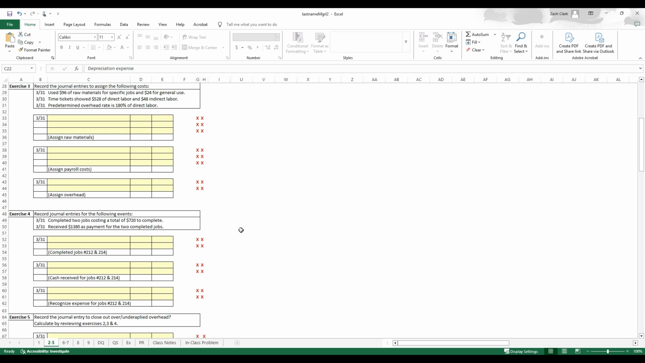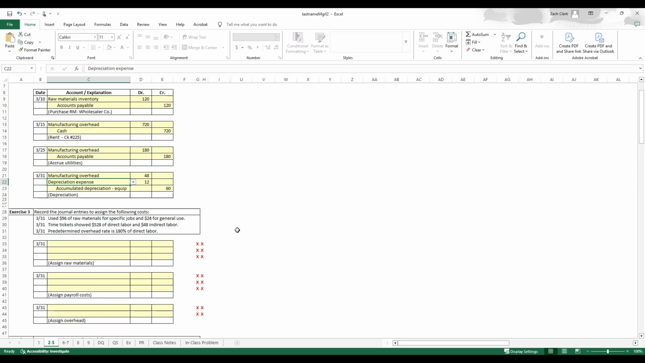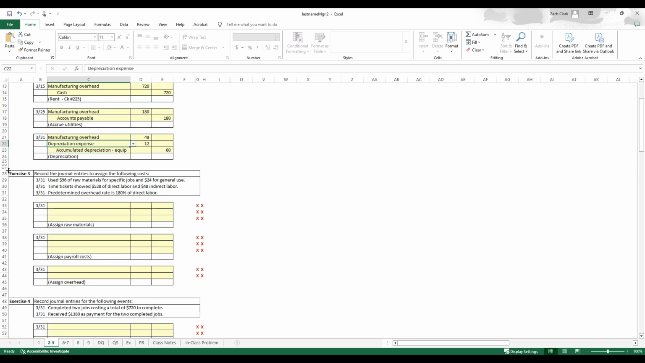Okay, now let's take a look at exercise number 3. Now we're going to want to record the journal entries to assign the costs. So in this instance, we're moving the cost of raw materials from the raw materials account into specific jobs, and we want to do the journal entries for those.